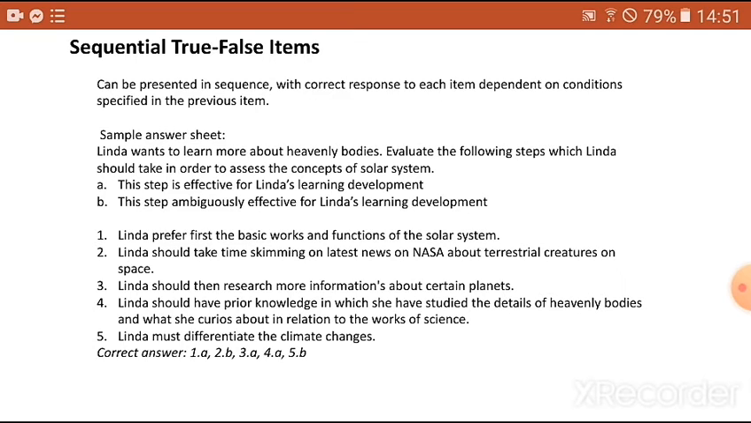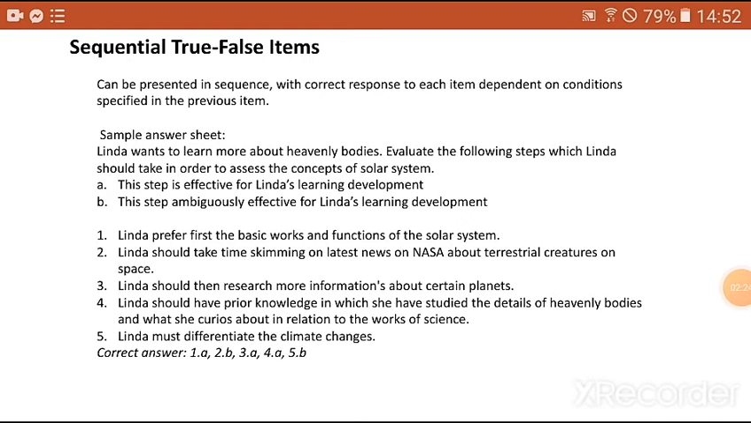Sentence number 2 says here that Linda should take time skimming on the latest news on NASA about terrestrial creatures on space. So, do you think this is a good idea for Linda's step 2? So, absolutely, this is not a good idea, knowing that Linda's knowledge is still about the basic functions and works of the solar system. So, you should not have her prefer right away the terrestrial things or alien stuff, knowing that her knowledge is still about the planets, the stars. So definitely not. So number 2 is letter B. This step is ambiguously effective for Linda's learning development.